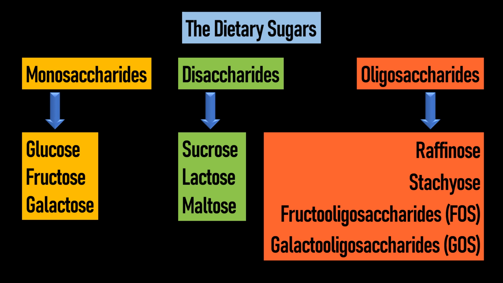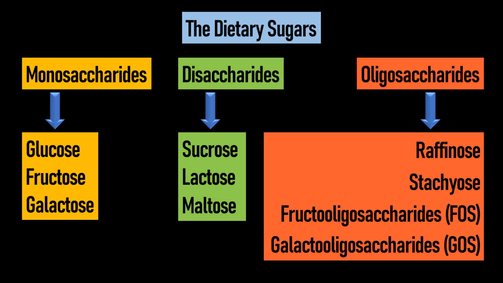The main disaccharides include sucrose, lactose, and maltose. Sucrose or table sugar is present in sugarcane, sugar beets, fruits, vegetables, and many processed foods. Lactose is present in milk and dairy products. Maltose is present in malt products and formed during the digestion of starches in foods like bread and cereals.